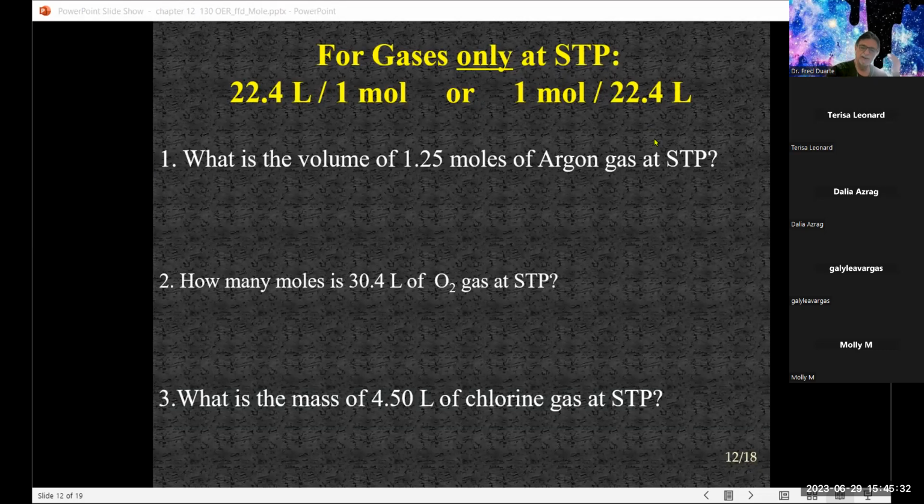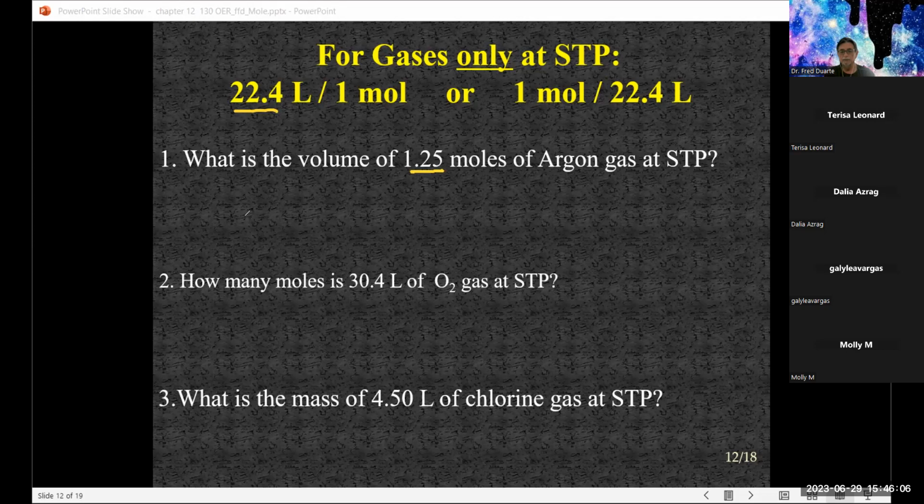First example says, what is the volume of 1.25 moles of argon gas at STP? Okay, well, here's something to look at. Think about the number that you're going to calculate. You have greater than 1 mole, because you know that 1 mole occupies 22.4. You have 1.25 moles. That means your final number is going to be greater than 22.4 liters. Okay, so that's a good way to see that your answer is in the right direction.